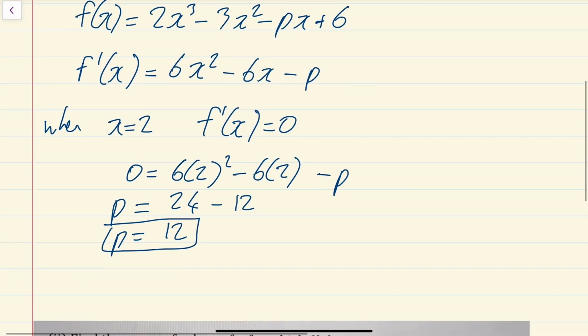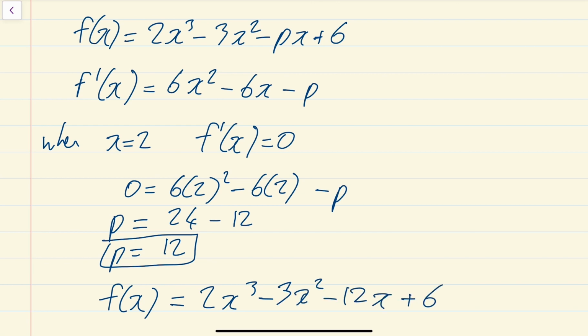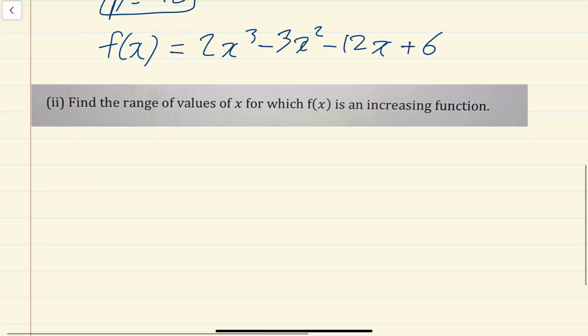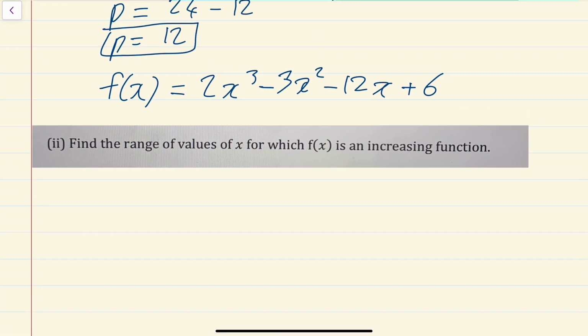Right, what I'm going to do before I do anything else is write down my f of x. This is really to help me with the next question. My f of x with my new found value of p, which was 12. So that's what we've got. The next part of the question says, find the range of values for which f of x is increasing. So if it's increasing, if it has a positive gradient, and what your dy by dx is, another word for it is a gradient function.